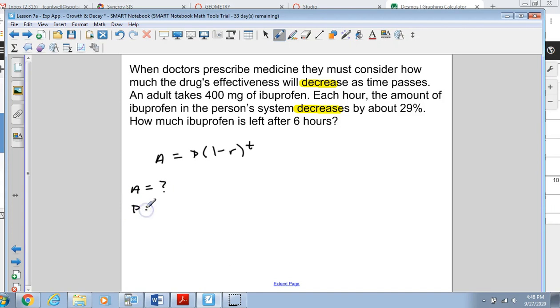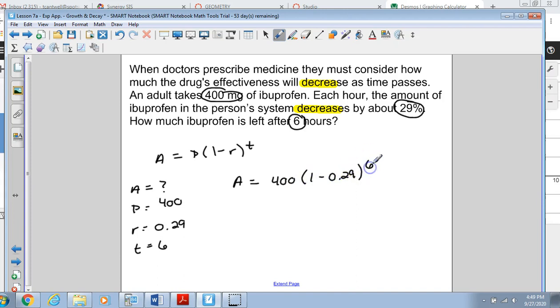P, that's the initial or the principal amount. They took 400 milligrams of ibuprofen, so that's our P. And our R value is 29%. Remember, we want to write that as a decimal, so 0.29. And T, how much ibuprofen is left after 6 hours, so T is 6. So we'll plug our numbers into our formula. A equals 400 times 1 minus 0.29 to the 6th power.